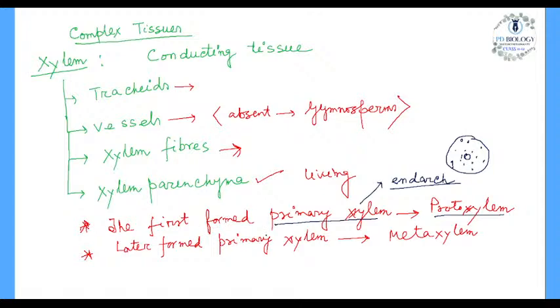And in case of the root, the protoxylem is present in the peripheral zone and metaxylem is present in the center. This arrangement is called exarch. So is it clear? It's a very important matter.